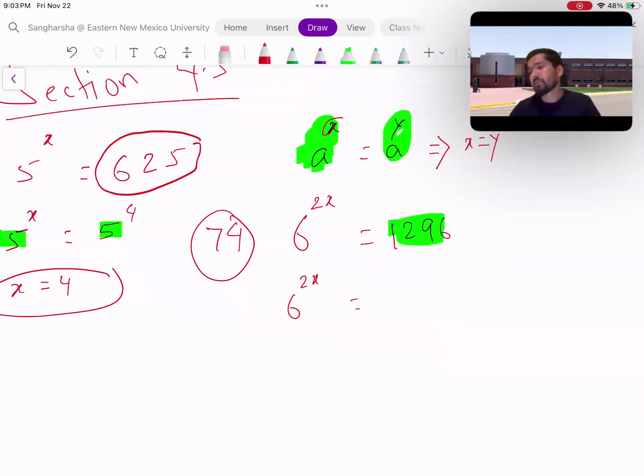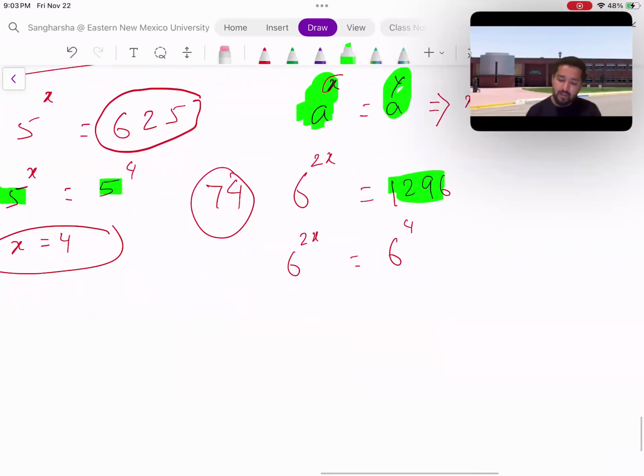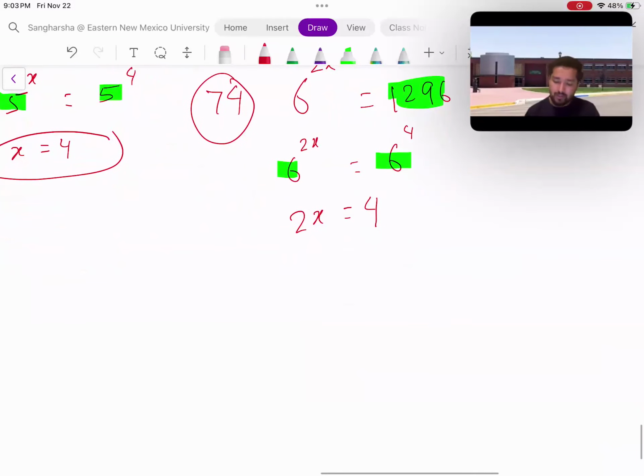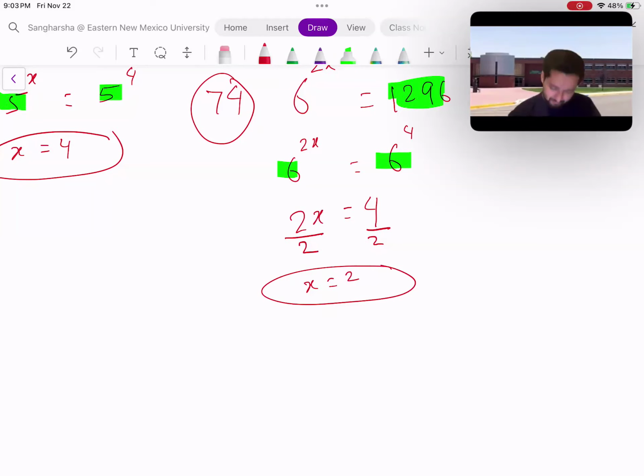6 times 6, 36 times 6, 216 times 6. Yeah, 6 to the power 4. So 6 to the power 4 is 1296. We have the same base, so we can equate our exponents: 2x equals 4. This is a linear equation. You divide by 2, your x is 2. And this is our final answer.